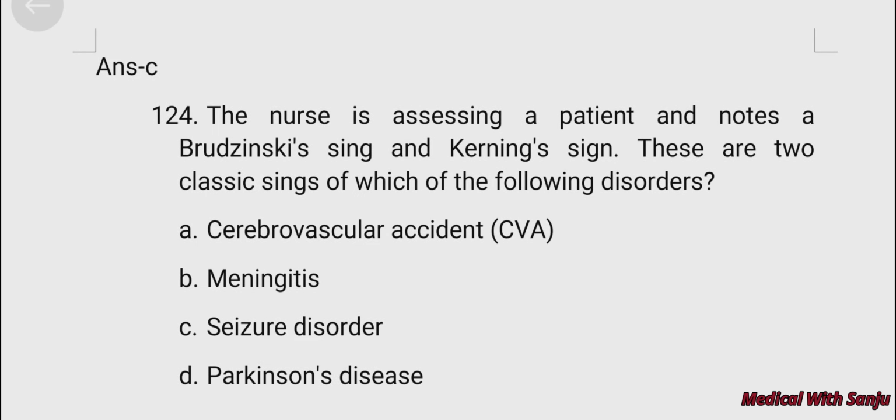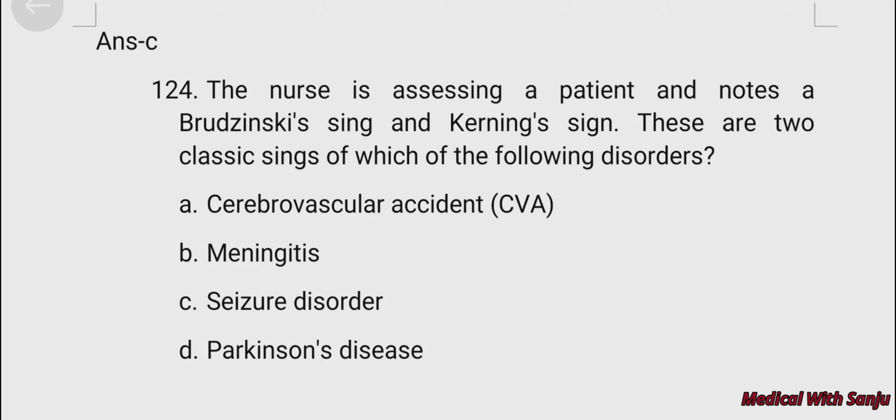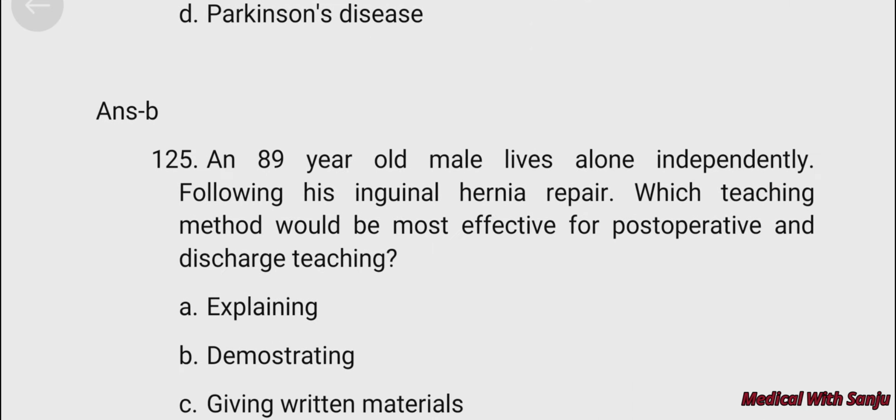Question 124. A nurse is assessing a patient and notes a Brudzinski sign and Kernig sign. These are two clinical signs of which of the following disorders? Option A. Cerebrovascular accident. Option B. Meningitis. Option C. Seizure disorder. And option D. Parkinson's disease. You have meningitis classic symptoms, so option B is the right answer.